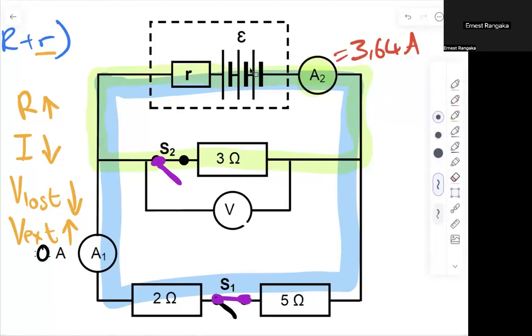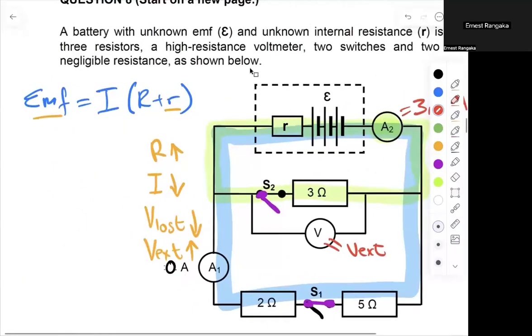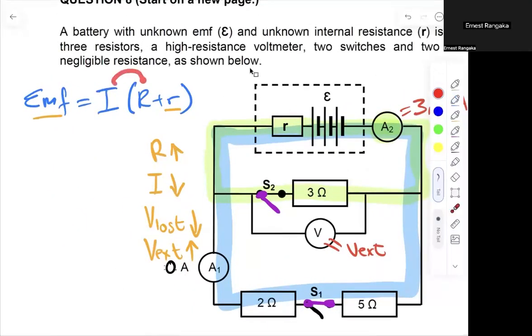This V is measuring my V external. And when they say, what will happen to the voltmeter reading? The question is asking, what happens to my V external? And remember, again, very important, when you look at this EMF equation, we have I into R plus r. And what does that give you? I into R plus r gives you the following. It means I into capital R is going to be V external.